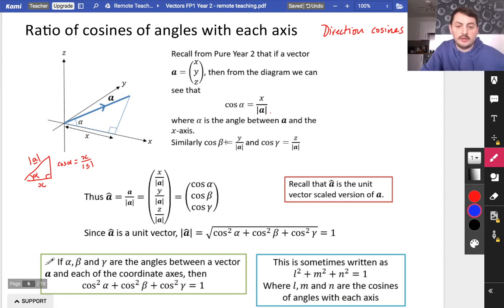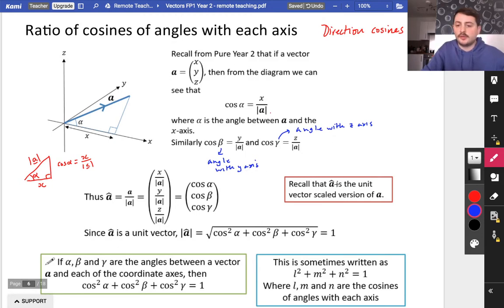Obviously, beta is the angle with the y-axis, and gamma is the angle with the z-axis. And then we just start noticing some extra properties. This is stuff that technically could have just been in pure maths. It doesn't have to have been in further maths, okay?